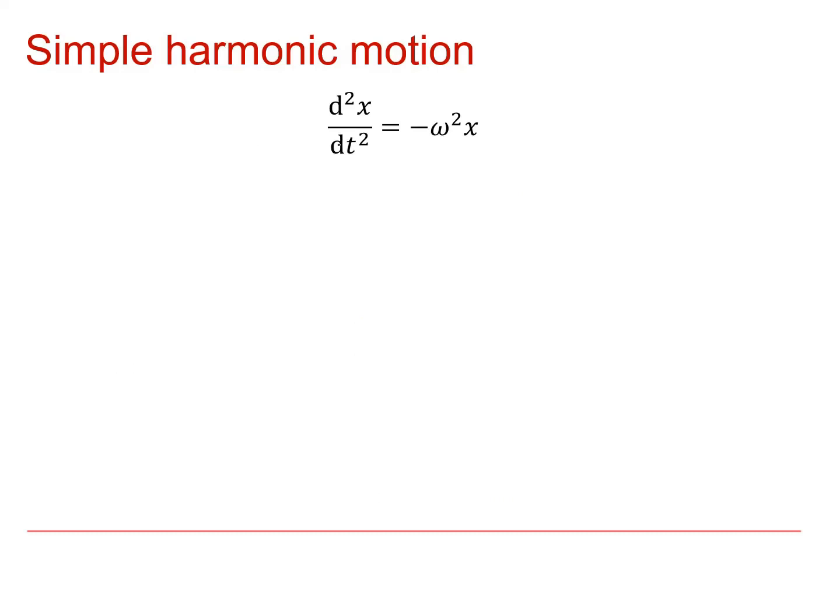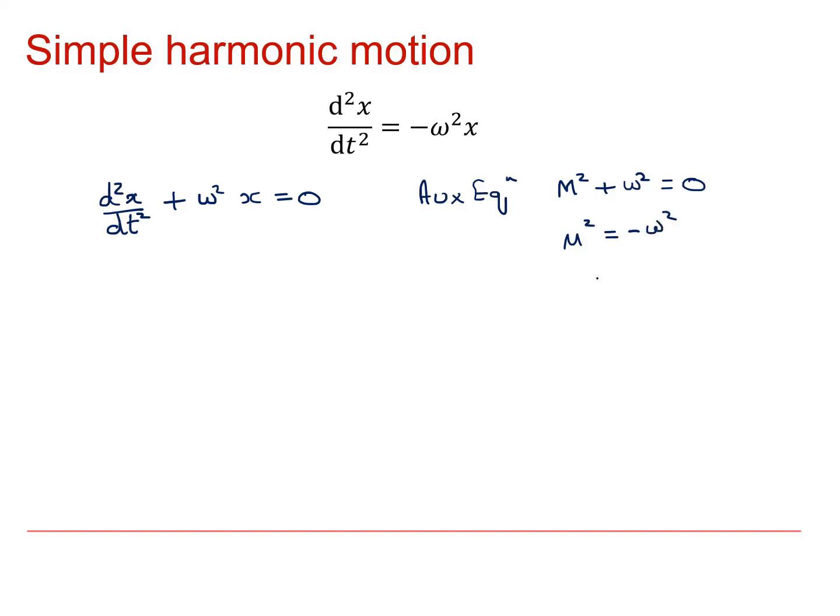So let's have a look at solving this differential equation for simple harmonic motion. Let's rewrite it first: d2x by dt squared plus omega squared x is equal to 0. This is now in our normal format, so we can form the auxiliary equation. That gives m squared plus omega squared is equal to 0, so m squared is equal to minus omega squared, which tells me that m is plus or minus omega i.